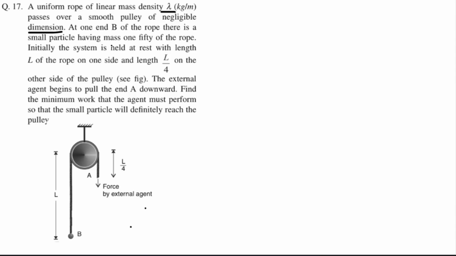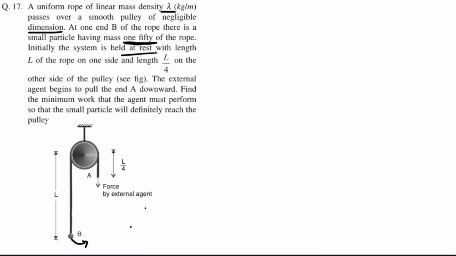Actually, there is one error here, because if you check the answer and solve it with this B having mass equal to 150 of the rope mass, then you won't reach the answer. Actually, it has to be one fifth for that purpose. Okay? So this is 1/5 of the rope.